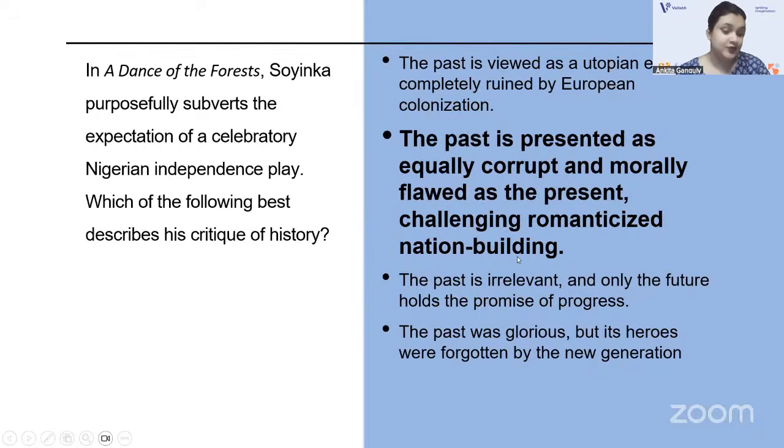In A Dance of the Forests, Wole Soyinka critiques history by portraying it as a repetitive cycle of human corruption, moral failure, and violence, rather than a glorious past that guarantees a bright future. Instead of presenting an idealized, romanticized view of pre-colonial Africa to celebrate independence, this play offers a warning, a cautionary tale. He exposes the dark underbelly of history. Okay? So he does not offer a very idealized and romanticized view. Rather, he exposes the grim, dark underbelly of history. Okay. Next.